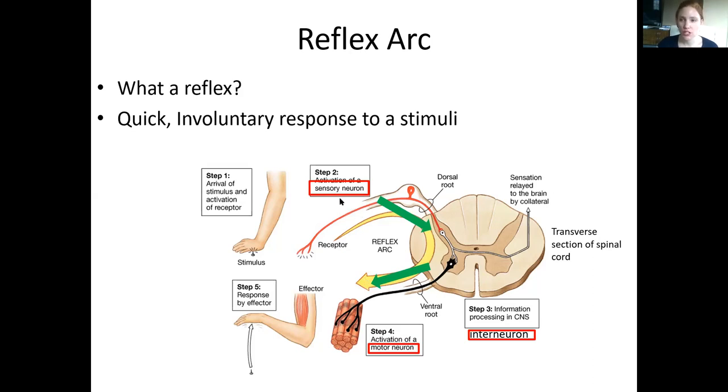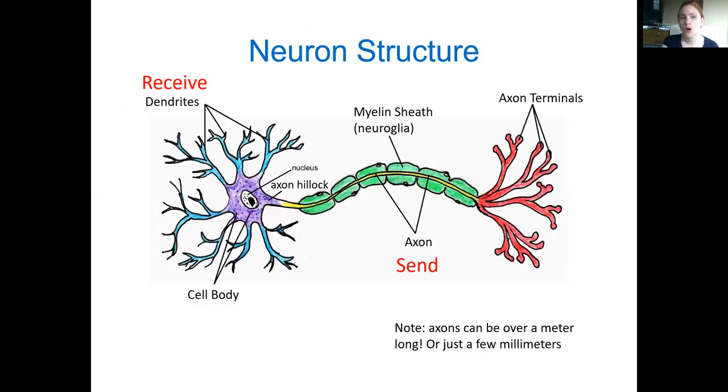Now, often, and you're going to see in lab that this is the case for the stretch reflexes, sometimes you don't even have the interneuron, and the sensory neurons synapse directly with the motor neurons, and that's how you get a very quick response. So sensory information in, motor out. So you might want to go ahead and do the Lab 7, Part A, which has to do with reflexes, and that's what we're talking about there.